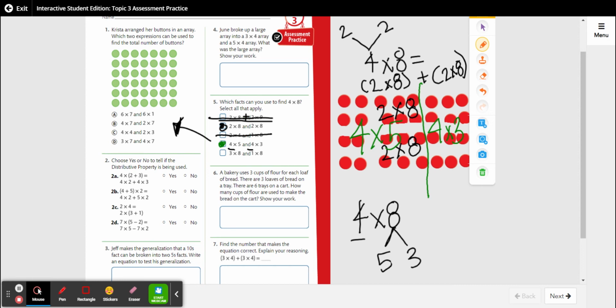Okay, finally, 3 times 8 and 1 times 8. Well, our original expression is 4 times 8. The 8 is a factor, so that part looks good. And if I combine the factors 3 and 1, I come up with 4. So that is equal to 4 times 8 as well. Okay, so this one, and this one are all possibilities. So that's the correct answer. And it's a big jumbly mess, but I think you get the point.